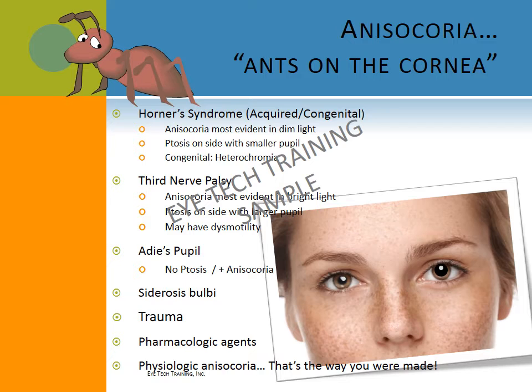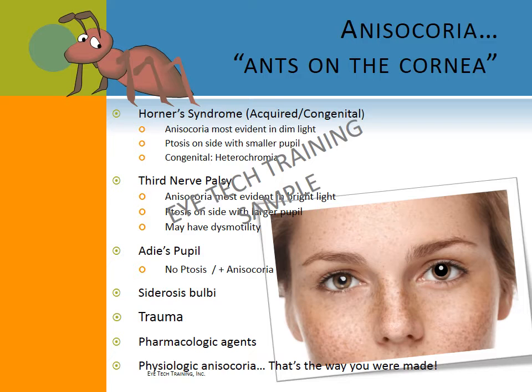What you'll see in a Horner syndrome is you'll see an anisocoria, you'll see a ptotic lid on the side with a smaller pupil, and their anisocoria will be greater in dim light. They'll have less of an anisocoria with the lights on. Whenever you see an anisocoria, you should always measure the pupils with the lights on and the lights off and document it on the chart.